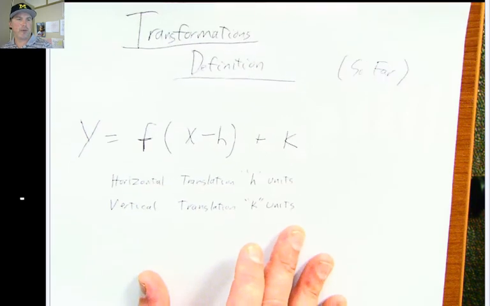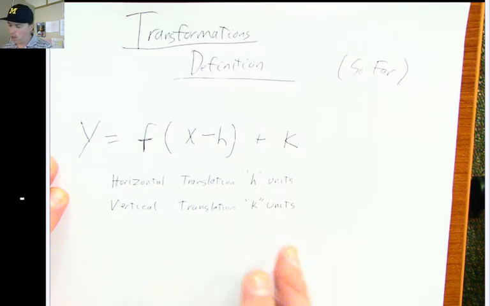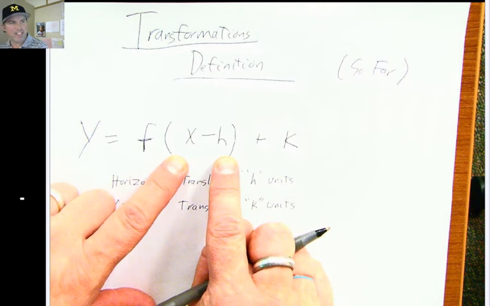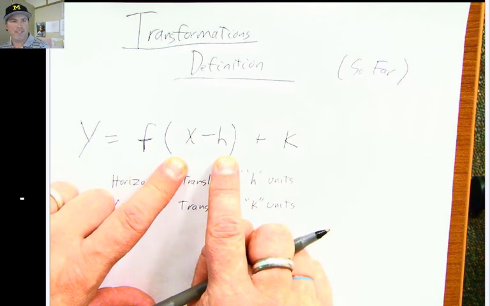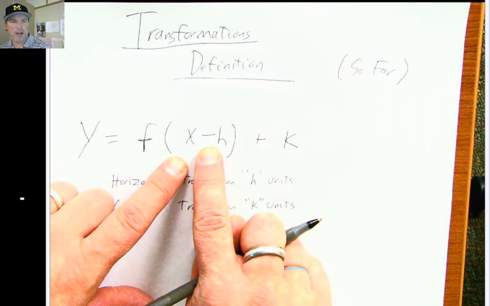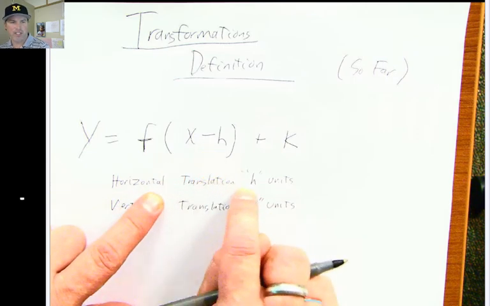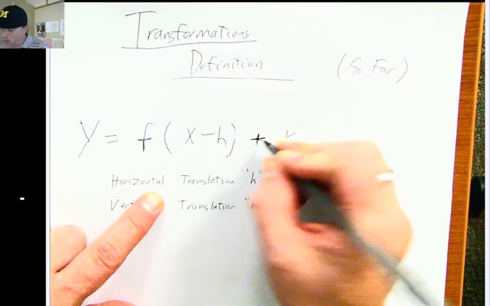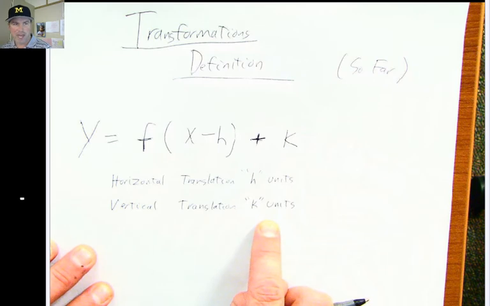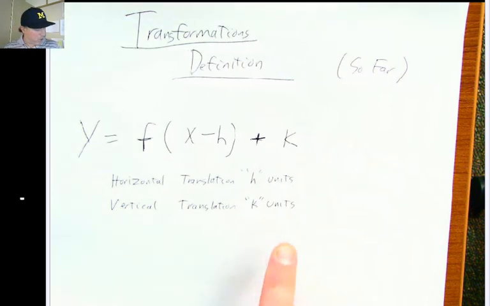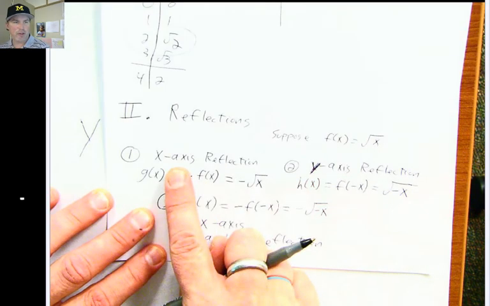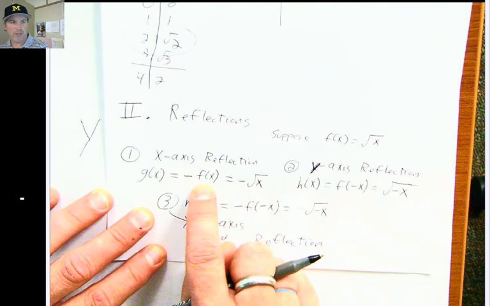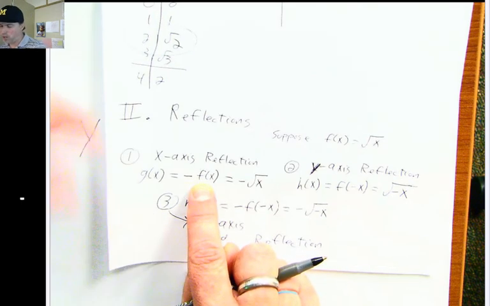This is a list of our transformations so far. When we had something inside the function, we talked about doing the opposite of what it says, and that's why there's this minus here. This would be a horizontal translation of h units, and then plus k here, a vertical translation of k units. Well, if we look back to what we did, our x-axis reflection was this negative in front of the f of x. I'd say outside the function.